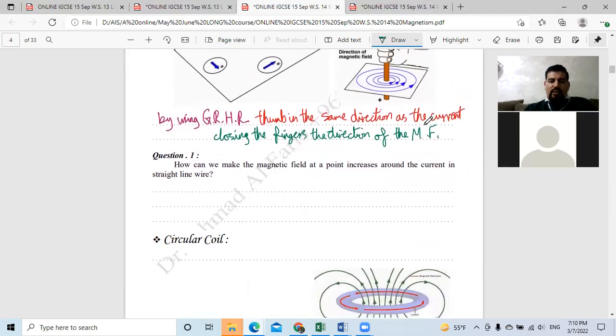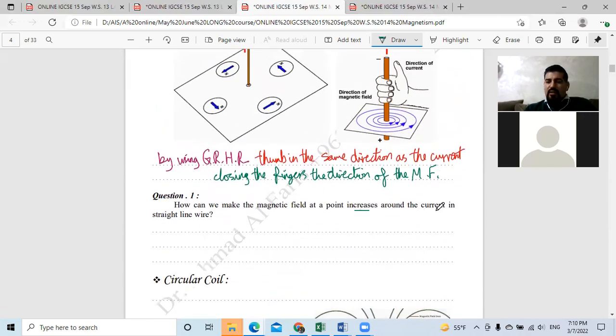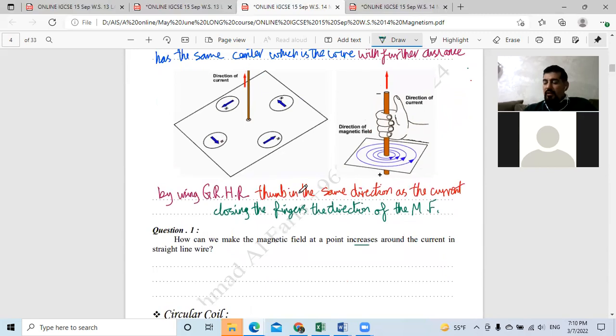Let's move on. Question: how can we make the magnetic field at a point around the current, in a straight line wire, increase? How can we make the magnetic field here stronger? What do we need to do? Send me on the chat, or if you want to turn on your microphone, it's my pleasure. Bravo, Marwan. Another answer. Exactly, Muhammad. Same answer as Marwan, but a different way. A third answer. Okay, we can increase the current or increase the voltage. This is one accepted answer.